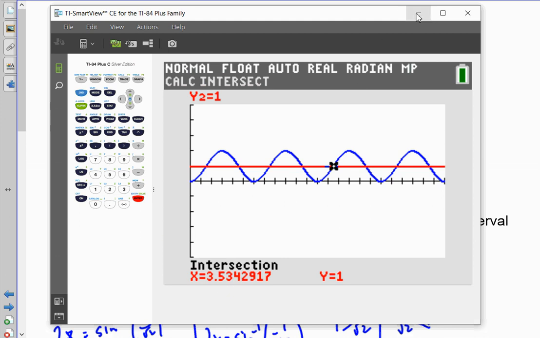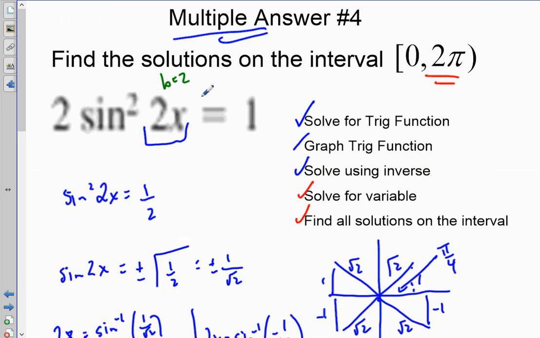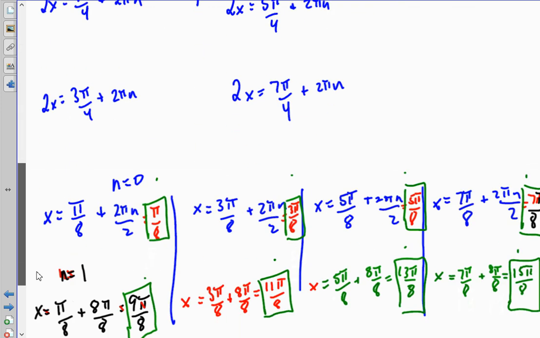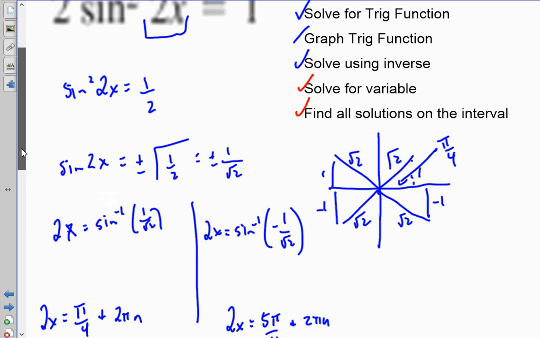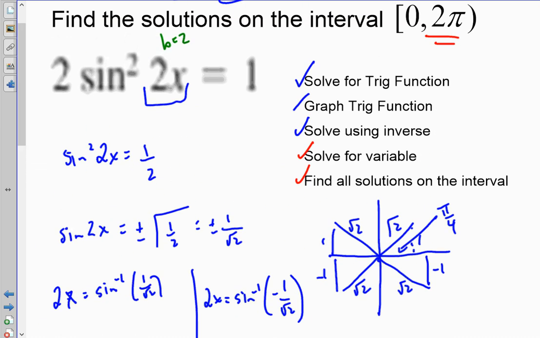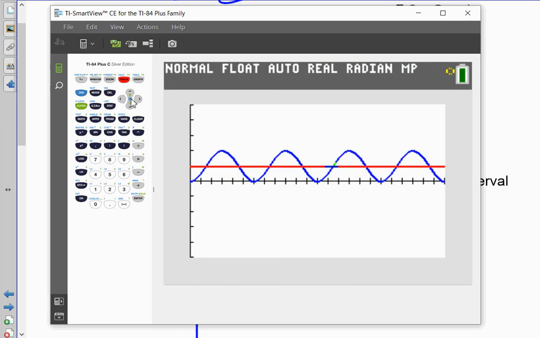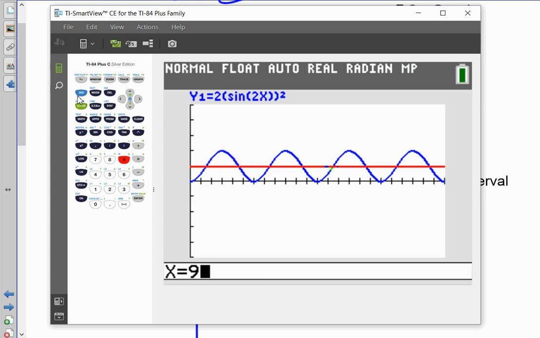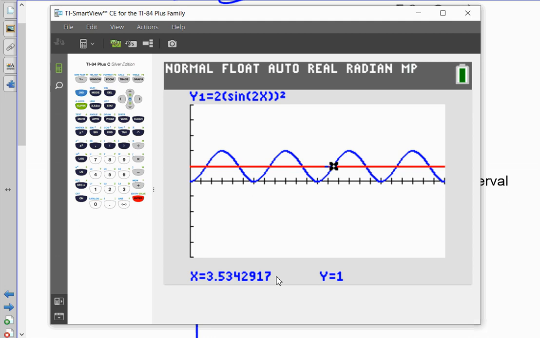3.534, which is the 1, 2, 3, 4, fifth solution. Fifth solution is going to be 9 pi over 8. If you go over here and plug that in there, go to trace 9 pi divided by 8. Well, what do you know? Same thing. Okay, and you can do that and verify it for every single one. Press trace or find the intersection, but that's how you can get your values.